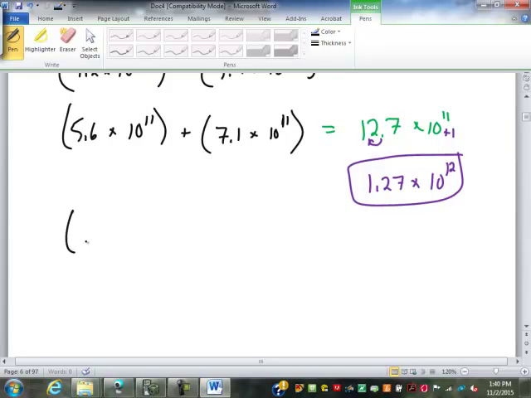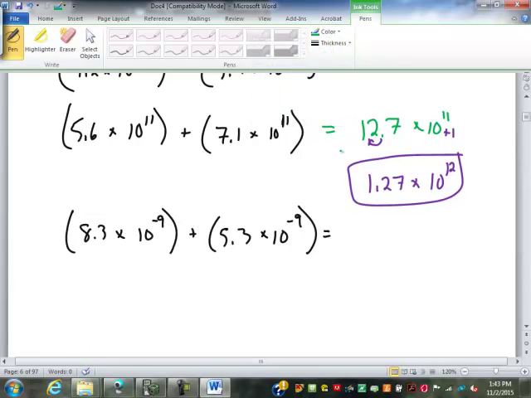So, in your notes, try that addition, see what you come up with.